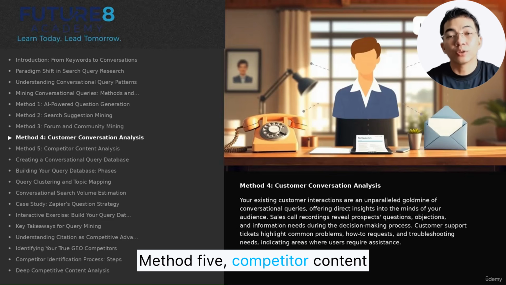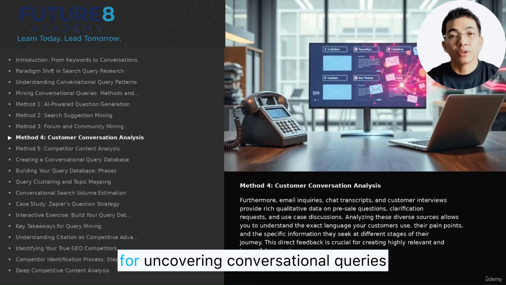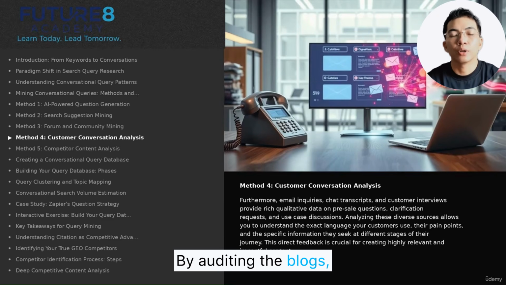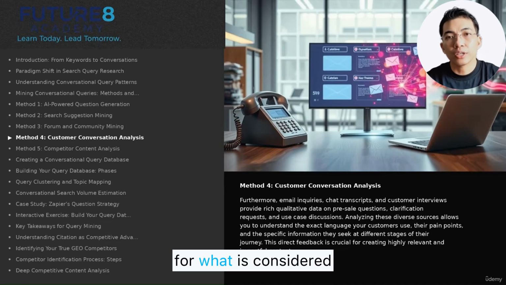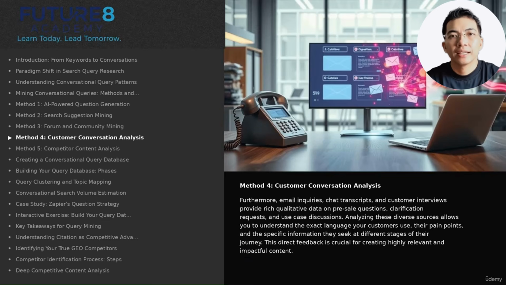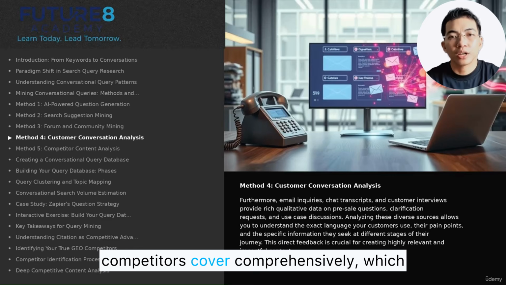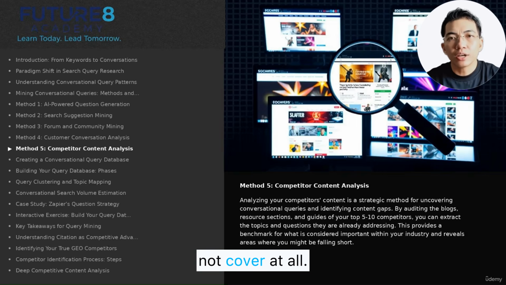Method 5. Competitor content analysis. Analyzing your competitors' content is a strategic method for uncovering conversational queries and identifying content gaps. By auditing the blogs, resource sections, and guides of your top 5 to 10 competitors, you can extract the topics and questions they are already addressing. This provides a benchmark for what is considered important within your industry and reveals areas where you might be falling short. The process involves systematically noting which questions your competitors cover comprehensively, which they address poorly, and crucially, which they do not cover at all.